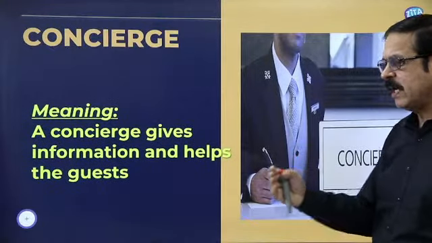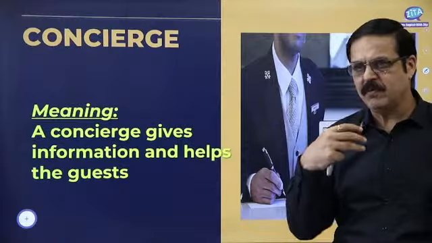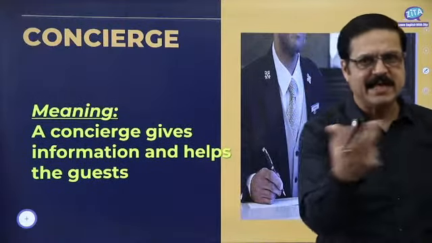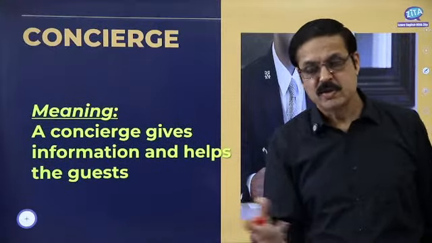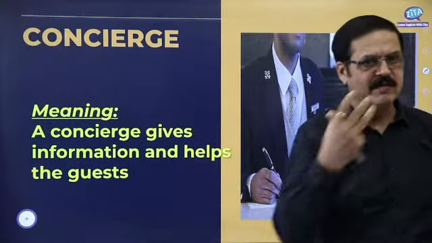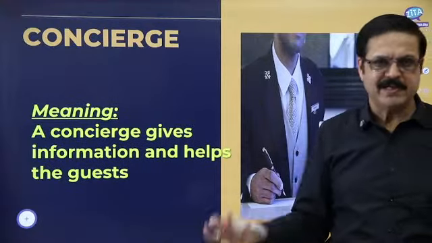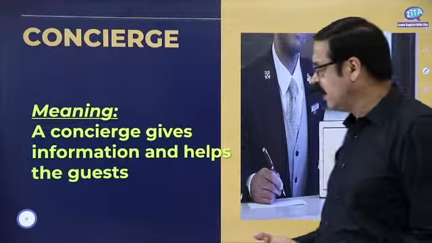Sometimes you'll get a separate counter where it is written concierge. So if you want to book a taxi and all that, and you don't see any desk, good hotels have a travel desk. You can go to the travel desk and book it, but if you can't see a travel desk, you can go to the concierge and say, I need help with my taxi booking and all that, and he'll help you. Okay, is this clear? Yeah?